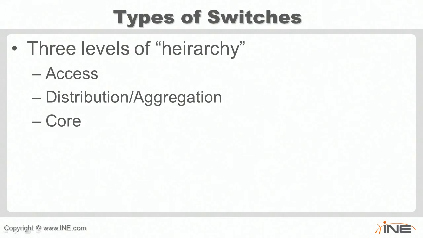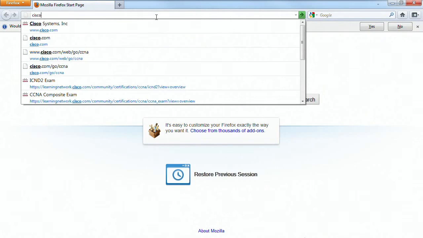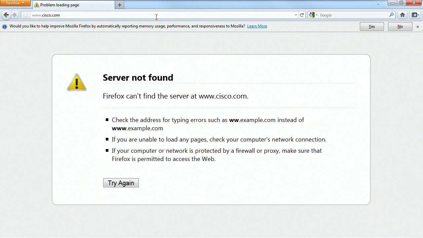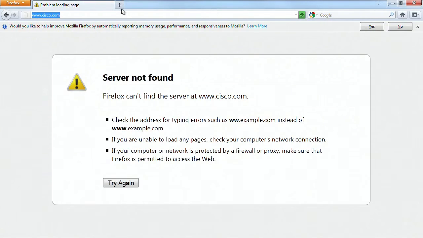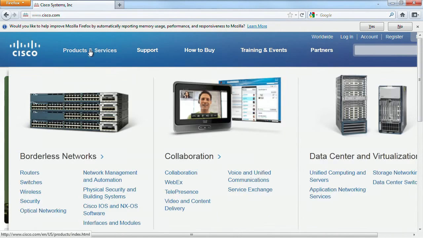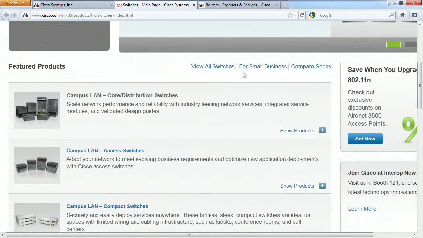Now, in the case of Cisco's current portfolio, if you were to go to their website, under products and services, a vast majority of what we're going to be focusing on here is under routers and switches. So if we look at the way that they categorize their switches, it does get a little bit more detailed than just the three levels that I talked about.